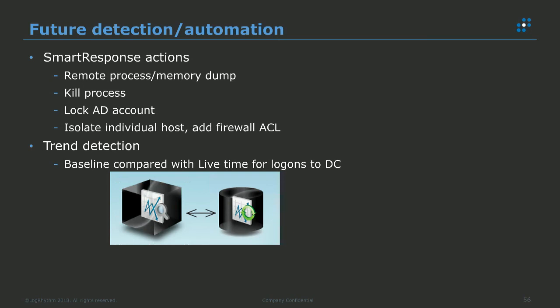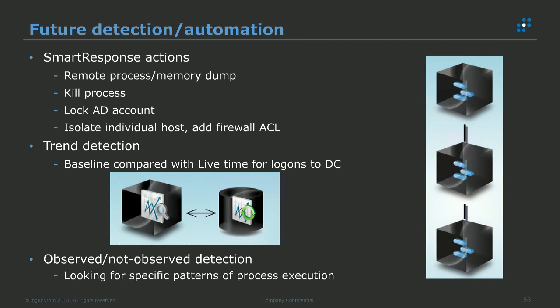Also, going back to our trend analysis and trend detection, you can look for baselines compared with lifetimes. For instance, in this example for PSExec and Mimikatz, we could write a rule looking for logons to our domain controller, and be alerted to future or potential future detections of malicious activity outside of hours or anything that looks out of the ordinary. We could also build out different types of rule blocks for scenarios that are observed or not observed, and specific patterns of process execution.